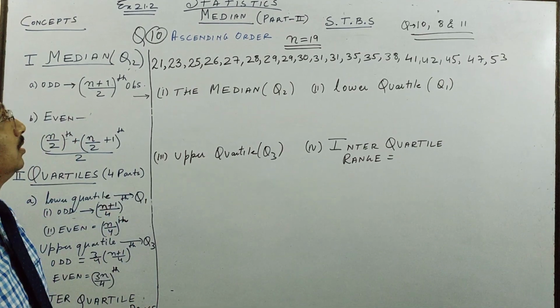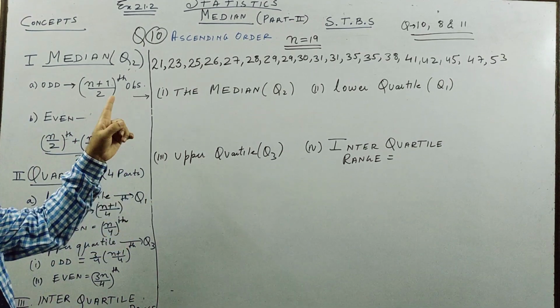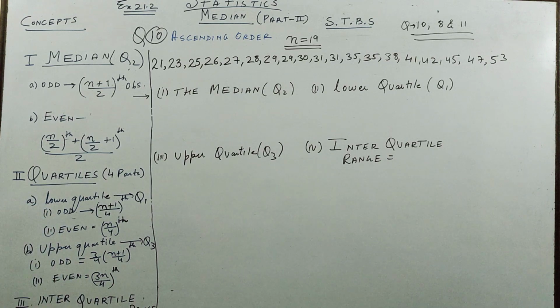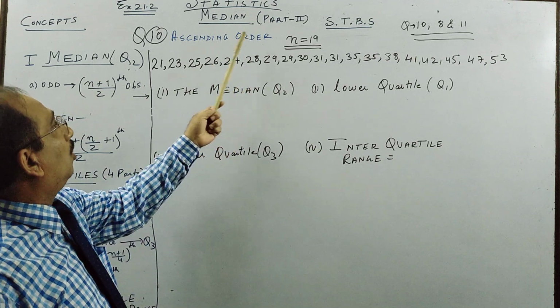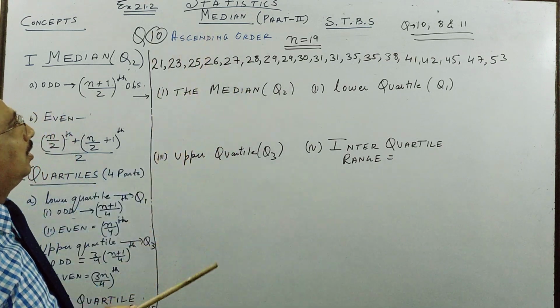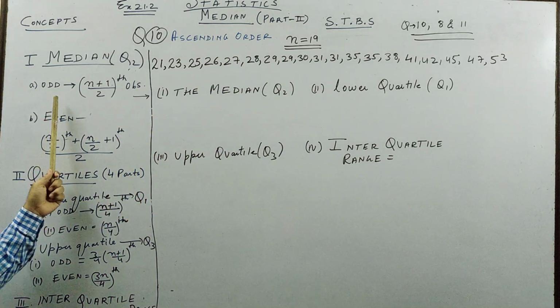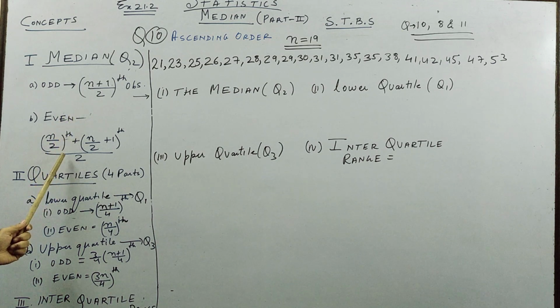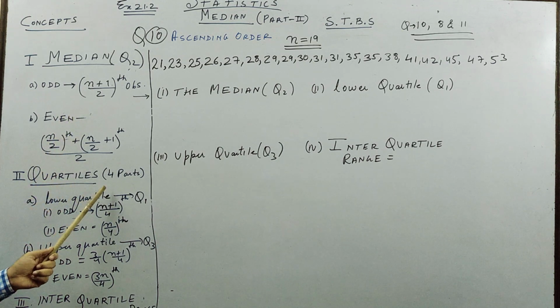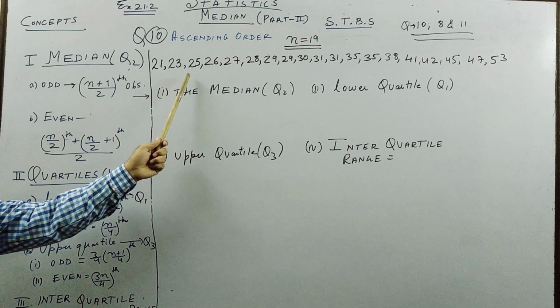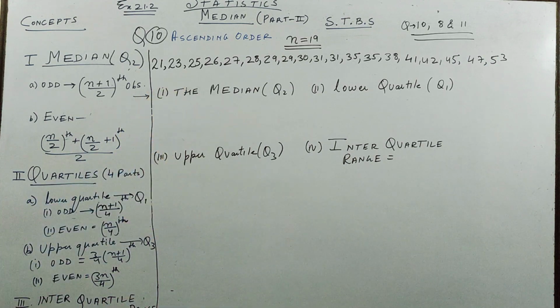Hello students, today we move on to the second part of median, where we will see how we get the median which we had seen in the first part. Here we will also see quartiles. Quartiles means 1/4. I'll explain it with this example. For quartiles, there are two cases, odd and even.